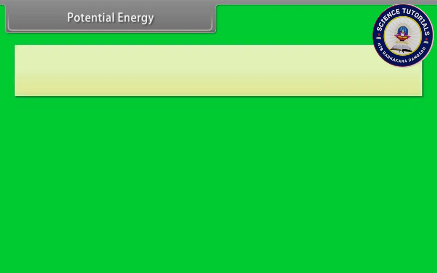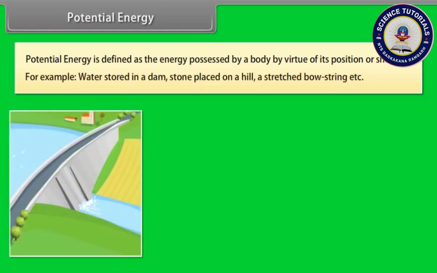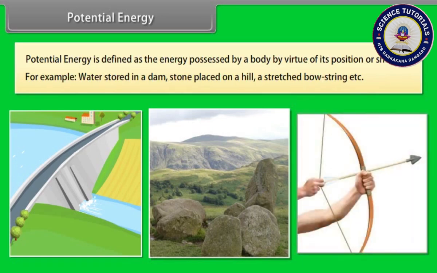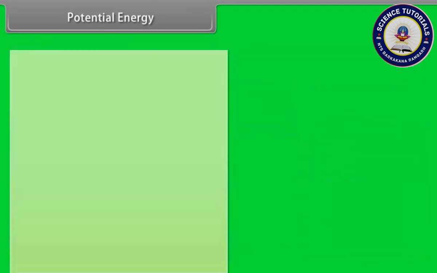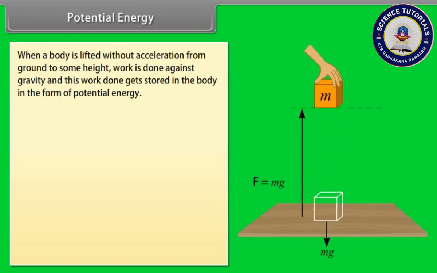Potential energy. Potential energy is defined as the energy possessed by a body by virtue of its position or shape. For example, water stored in a dam, a stone placed on a hill, a stretched bowstring, etc. When a body is lifted without acceleration from the ground to some height, work is done against gravity, and this work done gets stored in the body in the form of potential energy.